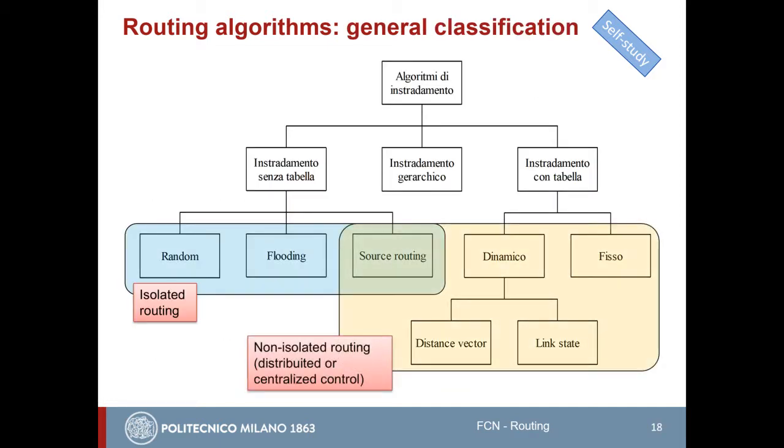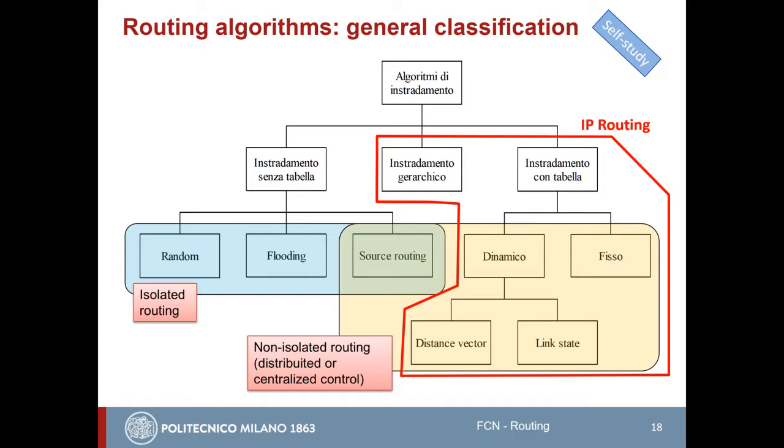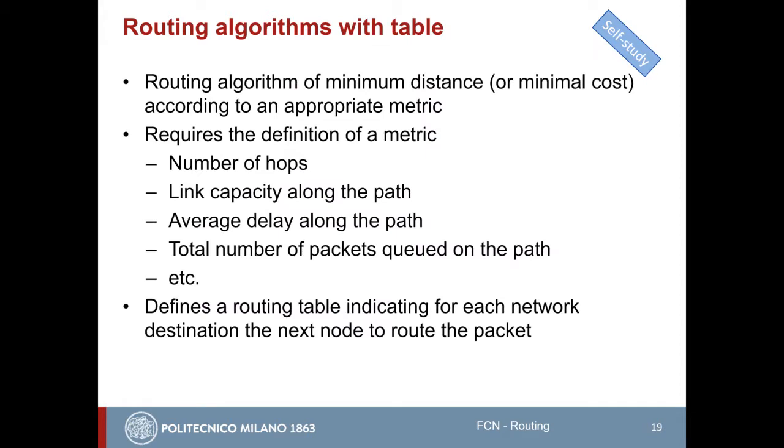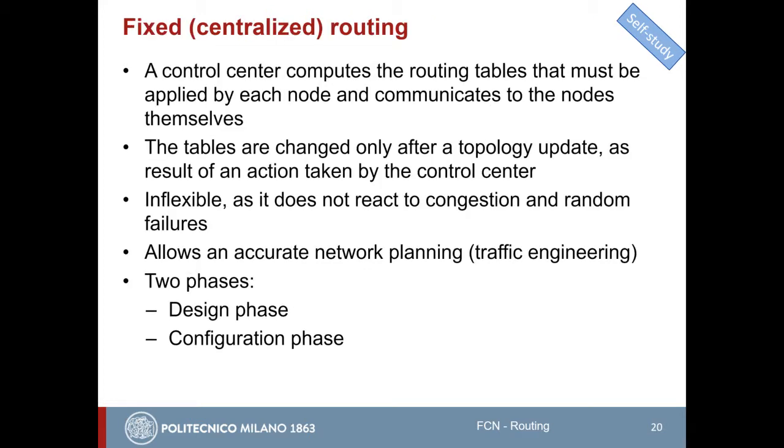I will skip this classification. Unfortunately, I didn't translate it in English, but I think you can easily understand also the Italian. I leave it to you. There are several possibilities, but the relevant cases are those that are applicable to IP. And we are talking with IP of a routing algorithm with the table. So routing algorithms that are based on the use of the table, and also leave this to you to go into the details.